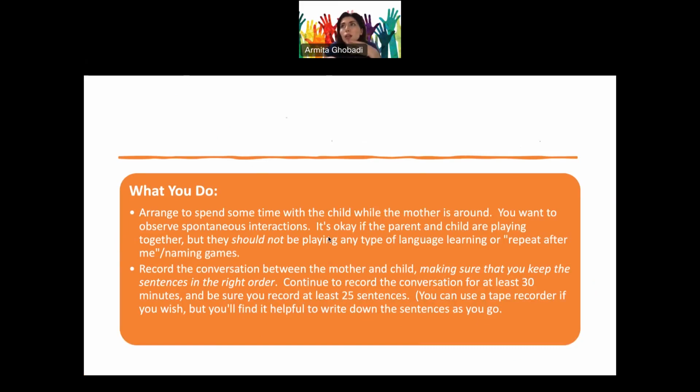For example, if you are sitting there and there is nothing going on between baby and mom, just tell them, hey, can you tell a story, or try to interact with your baby?